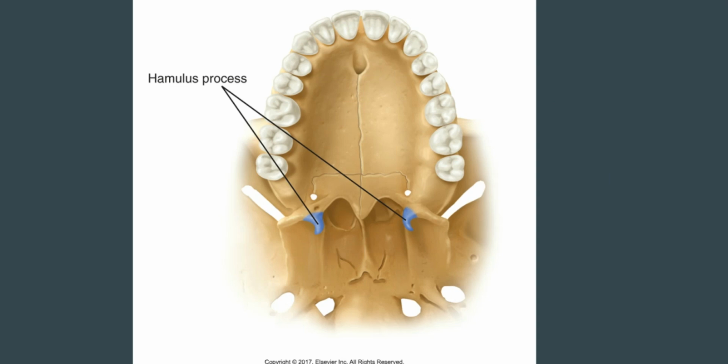Next is going to be the hamulus process. And I wanted you to be able to see it here first so you could understand it when you see it on the radiograph. So these little hook-like projections, this is your hamulus or your hamular process.